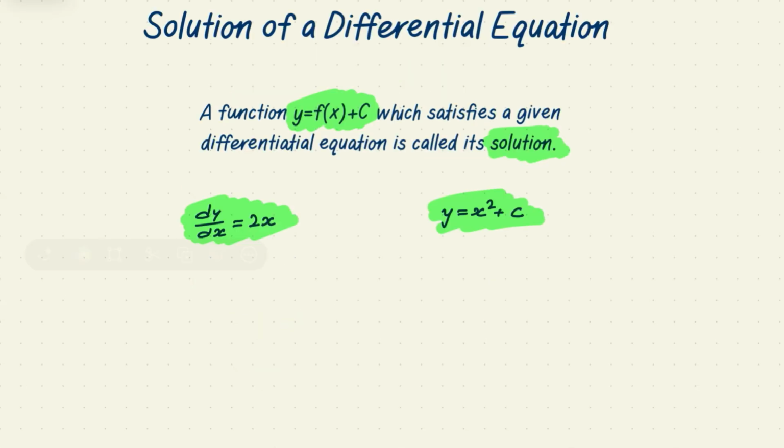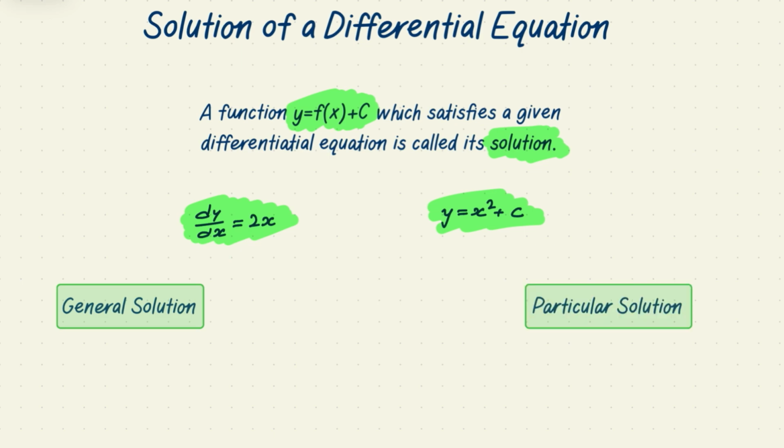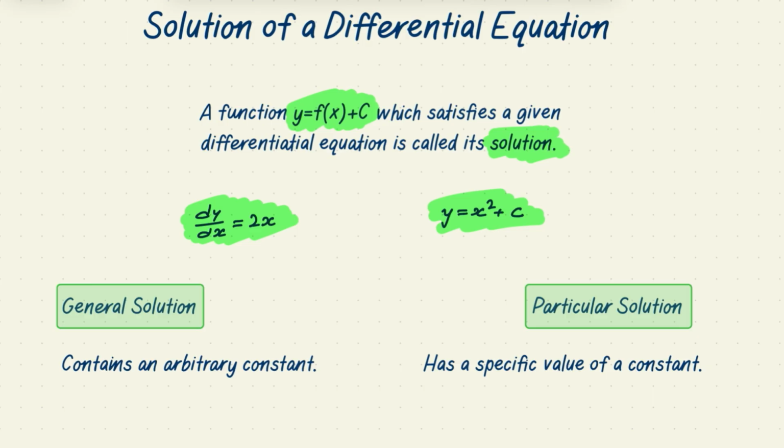So we have two types of solution for a differential equation. One is called the general solution and the other is called a particular solution. A general solution is where the solution contains an arbitrary constant, and a particular solution is a solution which has a specific value for that constant. So here y equals x square plus c is my general solution, and for a particular solution there will be a condition. For example, if x equals 3 when y equals 2.